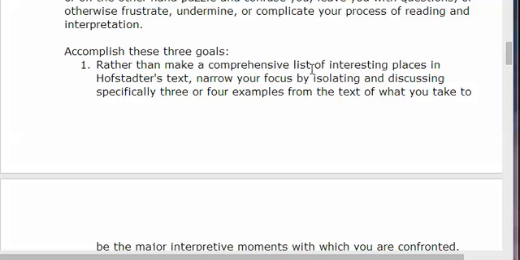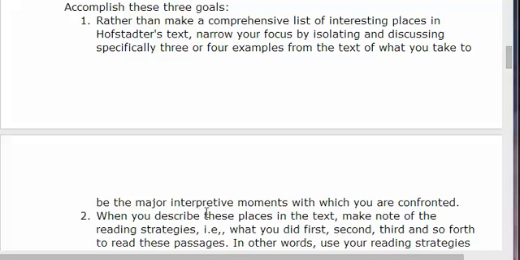Rather than make a comprehensive list of interesting places in Hofstadter's text, narrow your focus by isolating and discussing specifically 3 or 4 examples from the text of what you take to be the major interpretive moments with which you are confronted. And do this very particular kind of analysis where you start with an overview or you summarize a particular sentence or part, and then you tell us what you do first, and then what you do second.